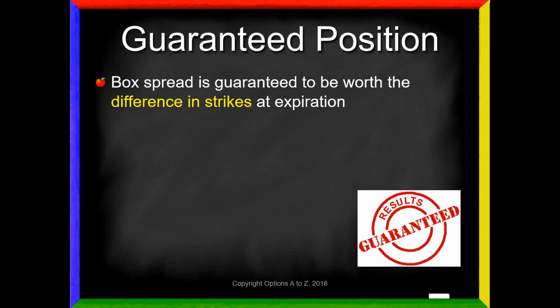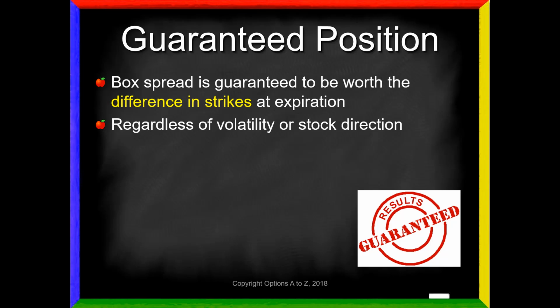The most interesting thing about the box spread is that it is a guaranteed position. It's a type of arbitrage. And so because of this, the box spread is guaranteed to be worth the difference in strikes at expiration. Now, in my example, we had them 5 points apart, buying the 100-105 vertical spread. That would be worth $5 at expiration. If it was a 10-point spread, maybe buying the 100 and selling the 110, it's guaranteed to be worth $10 at expiration. Now, that is true regardless of volatility or stock direction. The long box spread, meaning the one that we buy, is always guaranteed to be worth the difference in strikes.